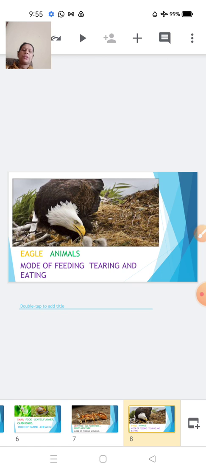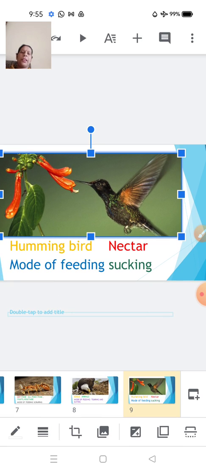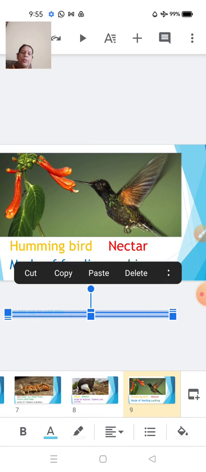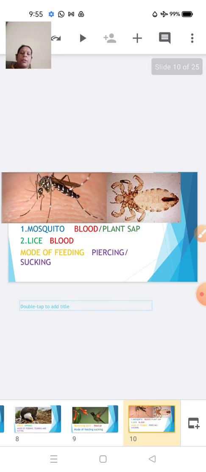So here you children saw that the 3 to 4 organisms that we have talked of all have different types of food habits, and their way of feeding is also different. Here comes the hummingbird. The mode of feeding in the hummingbird is sucking. So it sucks the nectar of the flower.